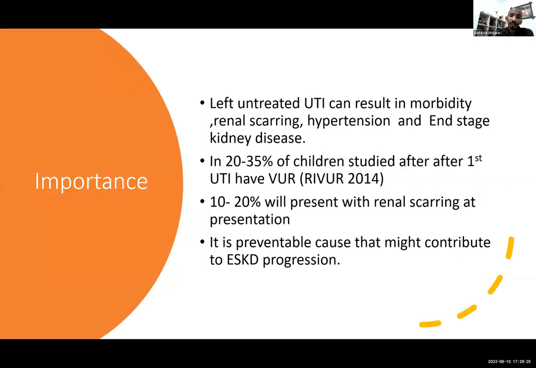The importance of UTI is that if left untreated, it can result in morbidity, renal scarring, hypertension, and end-stage kidney disease. It is responsible for about 20 to 35% of children who have first febrile UTI. They might have associated VUR, and this is documented in the River study in 2014. 10 to 20% will present with renal scarring at presentation. It is a preventable cause that might contribute to end-stage kidney disease progression. So that's why it's important to diagnose UTI. It is also responsible for presentation to the casualty for children who present with fever.